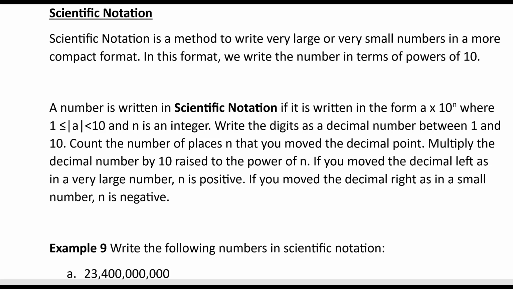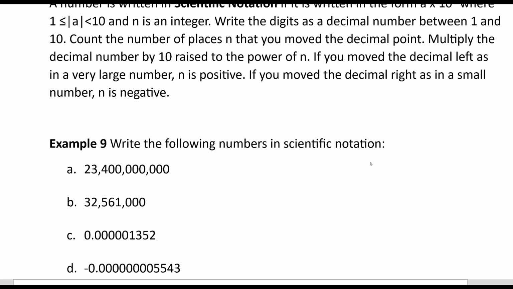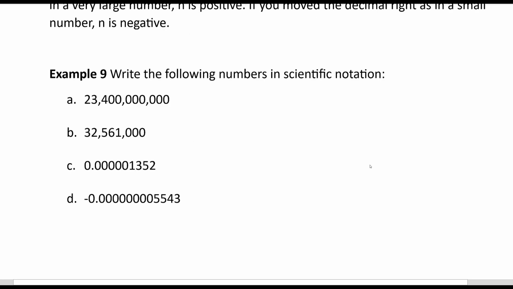So we write the digits as a decimal between the number 1 and 10, inclusive of 1 but not of 10. Count the number of places that you move the decimal point, and multiply the decimal number by 10 raised to the power of n. If you move the decimal left in a very large number, n is positive. If you move the decimal right, it's a small number, n is negative. So let's do some scientific notation here.